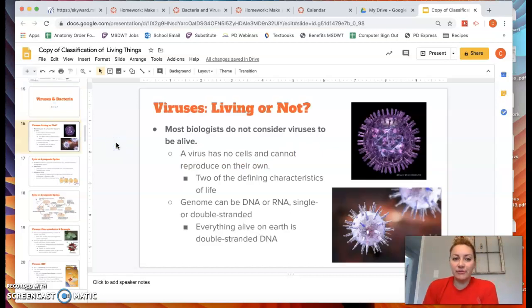So for starters, viruses, are they living or not? Generally, we don't consider viruses to be living simply because, remember, with the characteristics of life, we have that living things must be made of cells, they must have their own metabolism, they must have DNA, and of those things, viruses are not made of cells. They have a protein coat or they have a lipid coat. Some of them can have DNA or they have RNA for their genetic code. And then they cannot replicate on their own. They have to have a host. So generally, we don't consider them to be living.